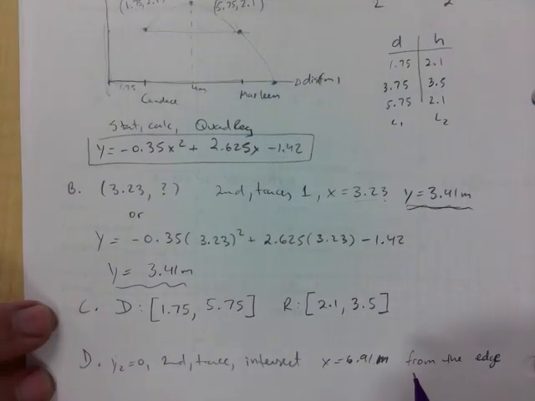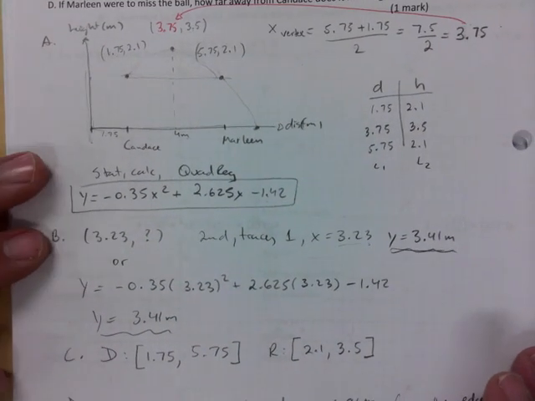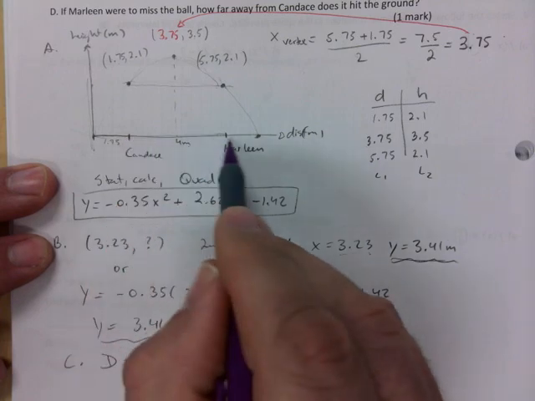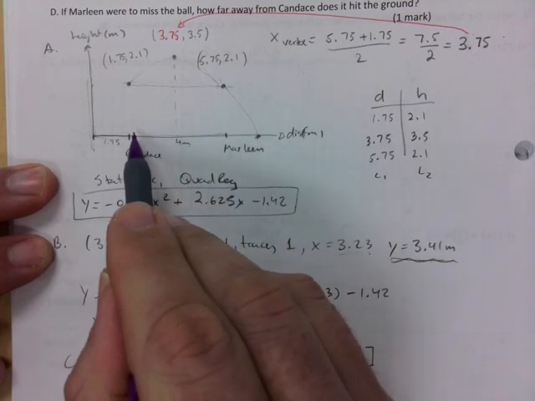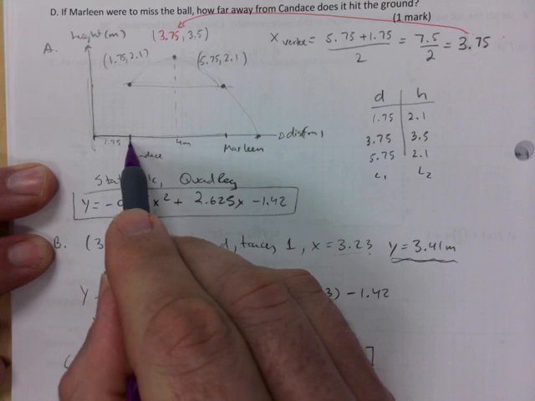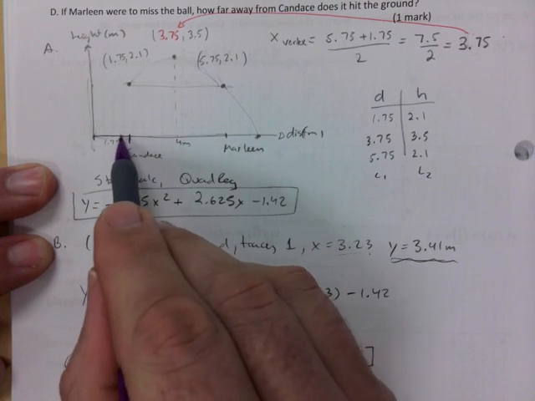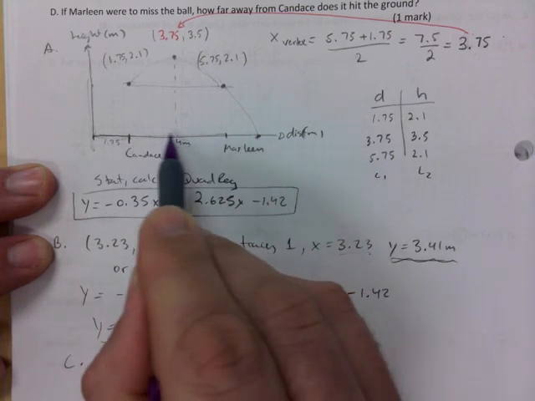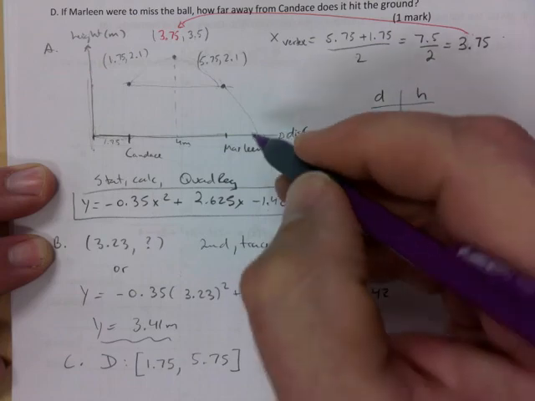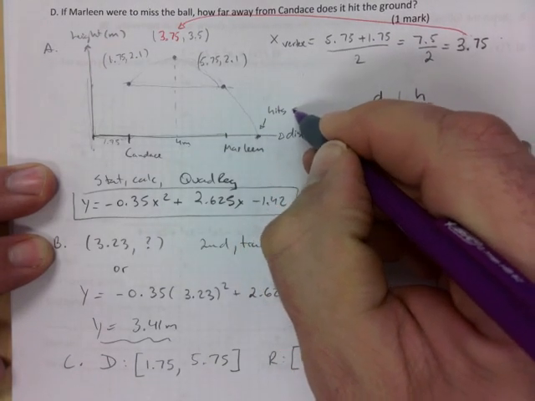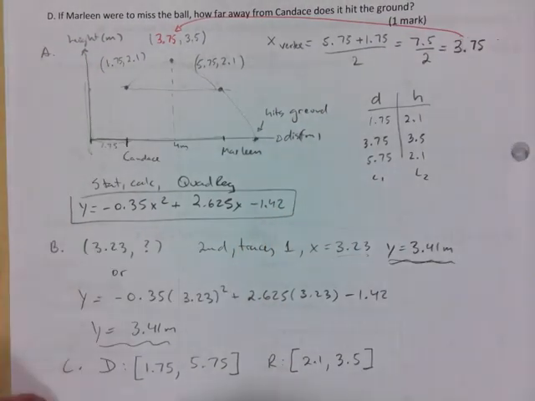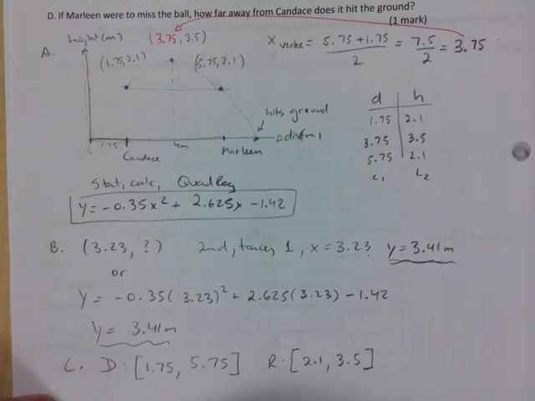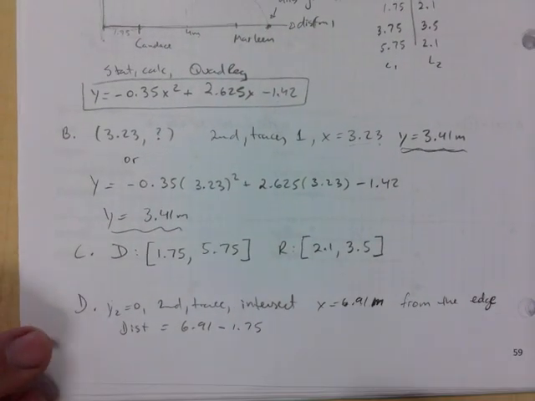But we want to know how far from Candace it lands. If this is 6.91, we're going to subtract. This is the 1.75 mark. We're going to take this chunk away, and then we're left with how far apart these two points are. Hits ground. So distance would be 6.91 minus 1.75, and you're probably wondering, don't you have to use 4 decimals?